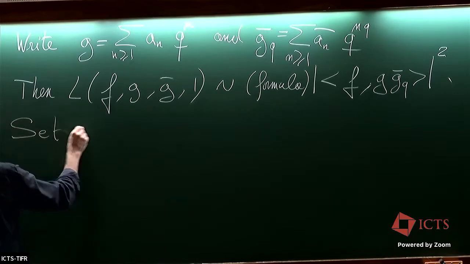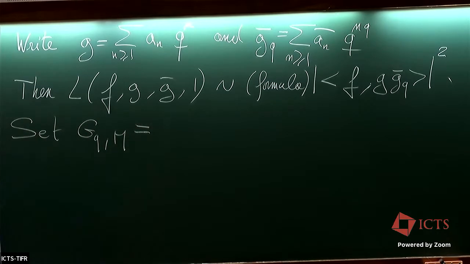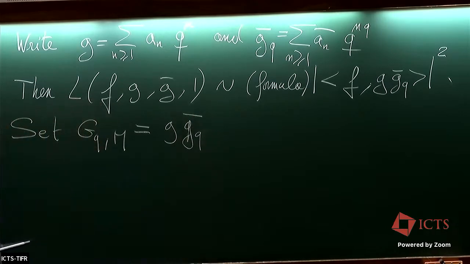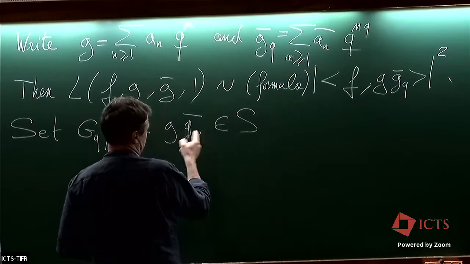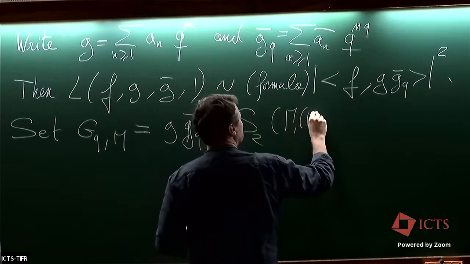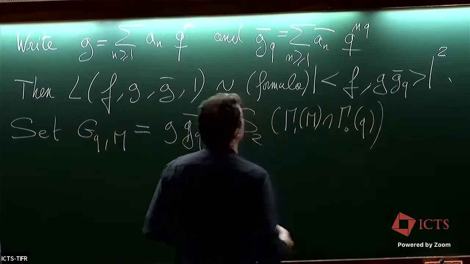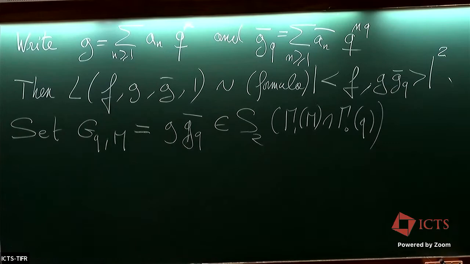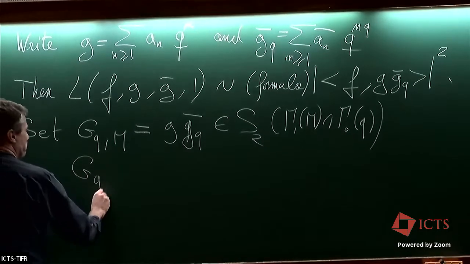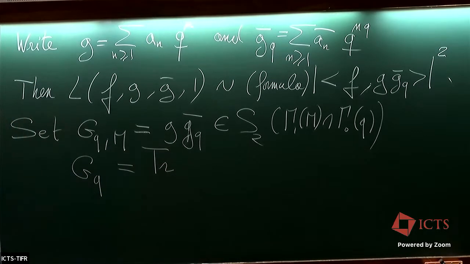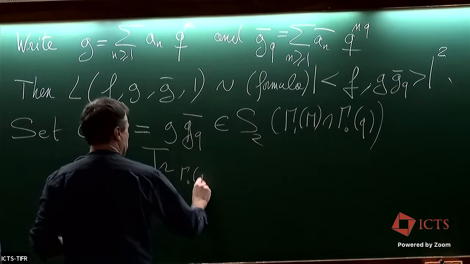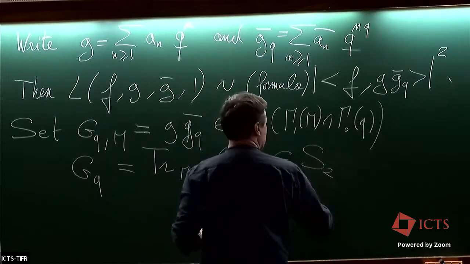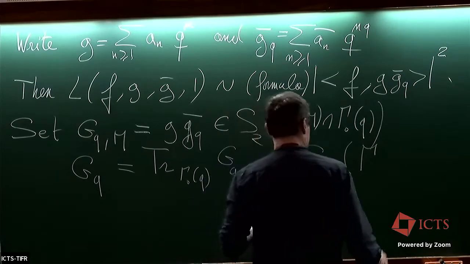And set B_QM to be this product. And so this is a modular form of weight 2, because both are of weight 1 for gamma one of M intersected with gamma naught of Q. When we did this trick here, of course, this modular form G_Q bar is for gamma one of M intersected with gamma naught of Q. And now G_Q is a trace down to gamma naught of Q of G_QN. So it's a modular form of weight 2 for gamma naught of Q.